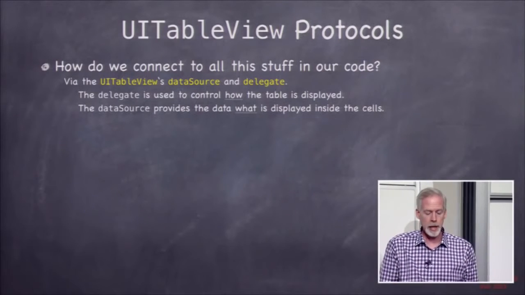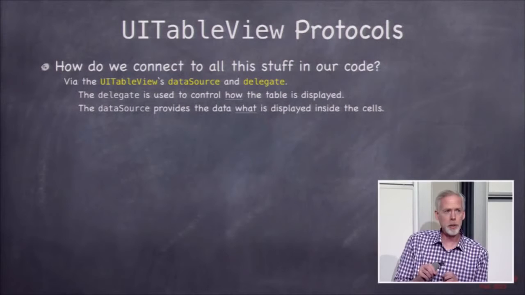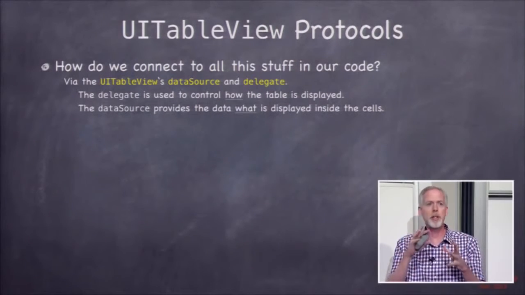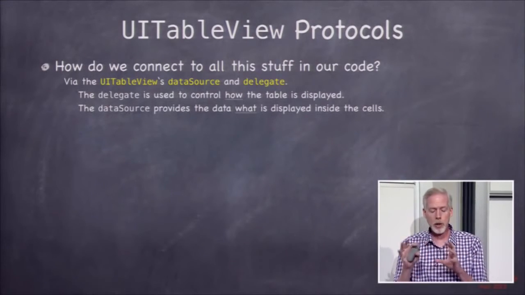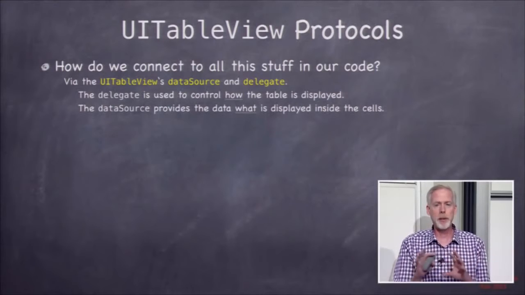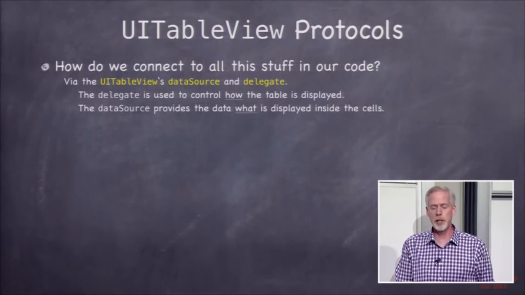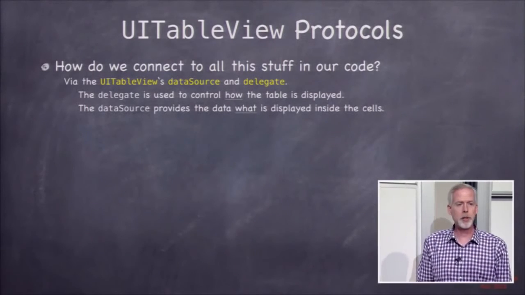The delegate, on the other hand, is for how the table is displayed, how we arrange things, what views we use to show those headers and footers, those kinds of things. What if someone touches a row and we want to react to that? That's all the delegate. Okay, it's not about the data that's being displayed. It's more like how are we displaying this table and how is it reacting to touches and things like that. So we're going to talk about both of these, the data source and the delegate.